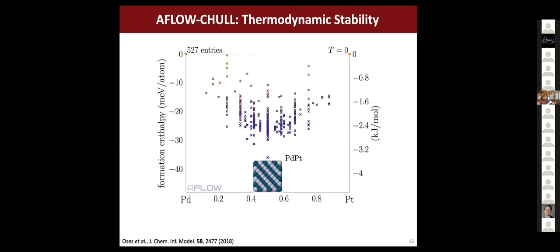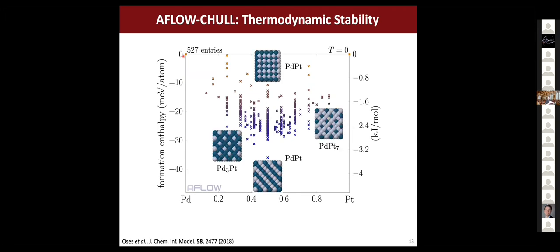Now, we cannot just consider decomposition into its pure components. There's a lot of different decompositions that are possible. So we have the pure components at the edges here, but we also have a lot of different ways of mixing palladium and platinum. So we can have different ratios of blue to white atoms. Here we have Pd3Pt. So we're going to have a particular ratio of blue to white atoms there.